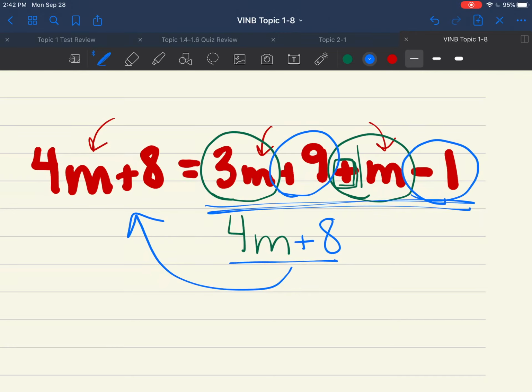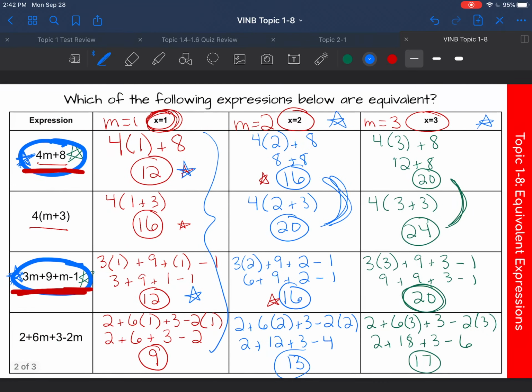So you could have solved it two ways. You could have combined like terms, or what we did, plugging it in and seeing if you get the same answer. I like this plugging it in way, okay? Because you can see exactly if the expressions are equivalent or if they are not.